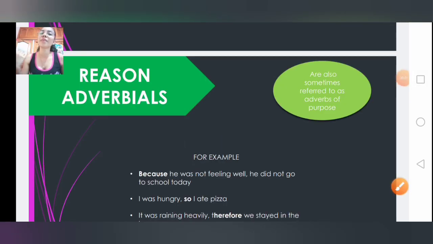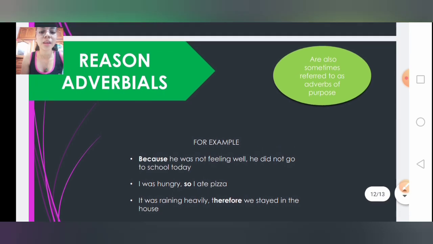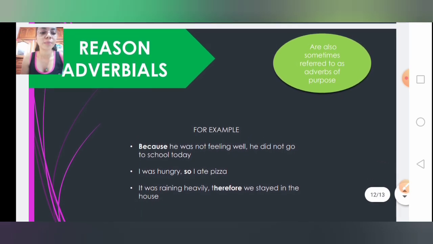And finally, reason adverbials are also sometimes referred to as adverbs of purpose. It means that adverbs of reason are words used to tell the reason behind the happening of a particular occurrence. Some examples of the adverbs of reason are because, so, therefore, hence, and so on. We'll look at simple sentences using some adverbs of reason to better understand this purpose.